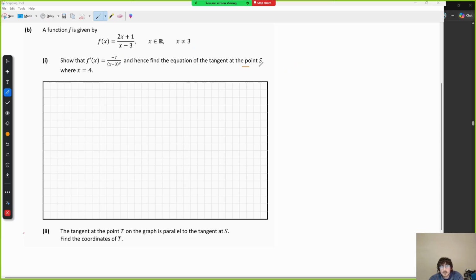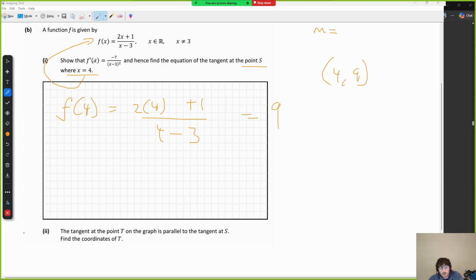They wanted the equation of the tangent at the point S, where x is 4. So we need to get a y value for that. We get f of 4 up here: 2 times 4 plus 1 over 4 minus 3. That's 9 on top and 1 on the bottom, so that's a 9, and the point is (4, 9). We get the slope by subbing into f dash x, which gives us the slope of the tangent, so that's minus 7 over (4 minus 3) squared.